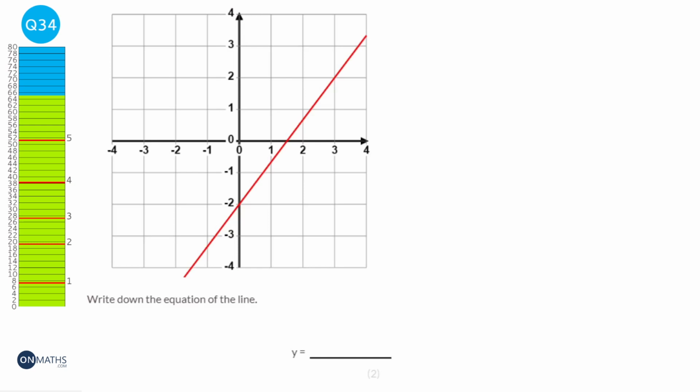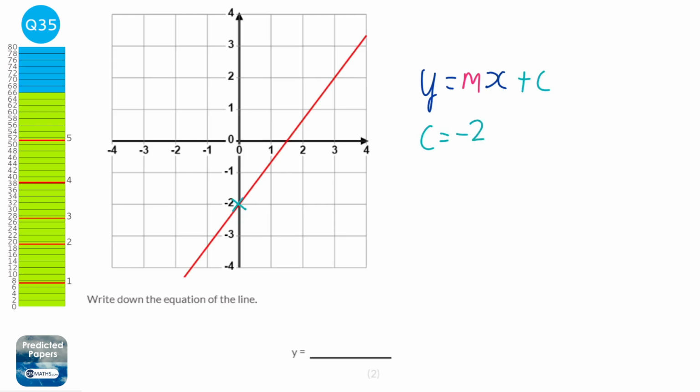It says it wants it to two decimal places, so it's going to be 1 to 0.19. We can write the equations of all linear graphs as y equals mx plus c, with m being the gradient and c being the y-intercept. The easiest thing to find is the y-intercept, because it's just where the line crosses the y-axis, so that's going to be -2.